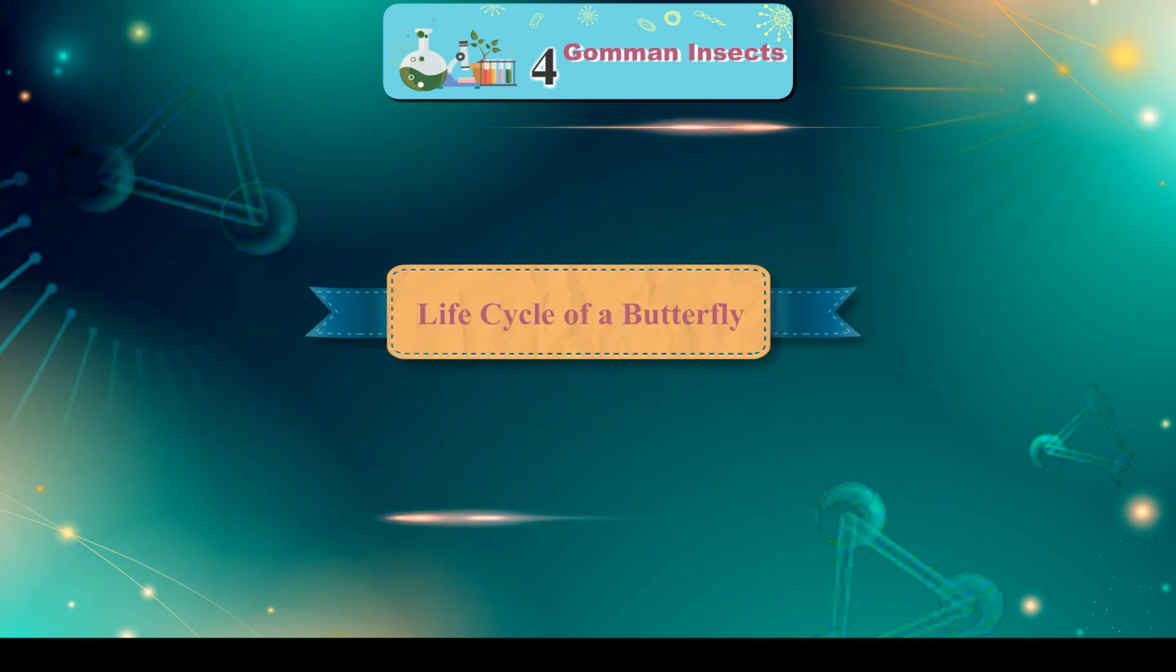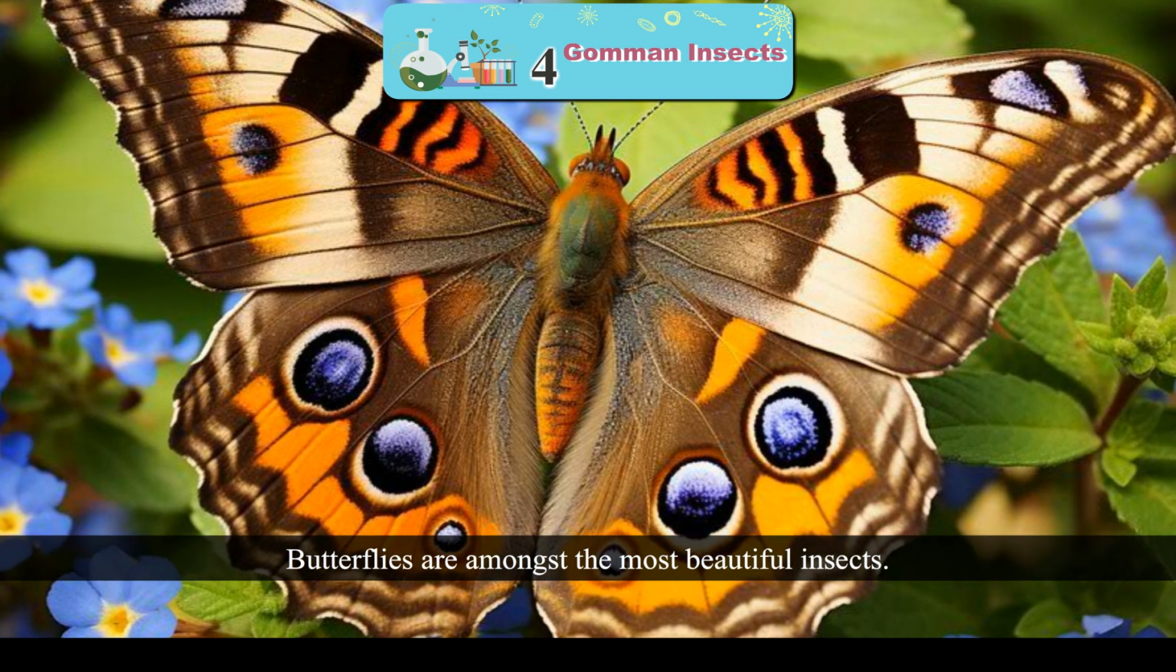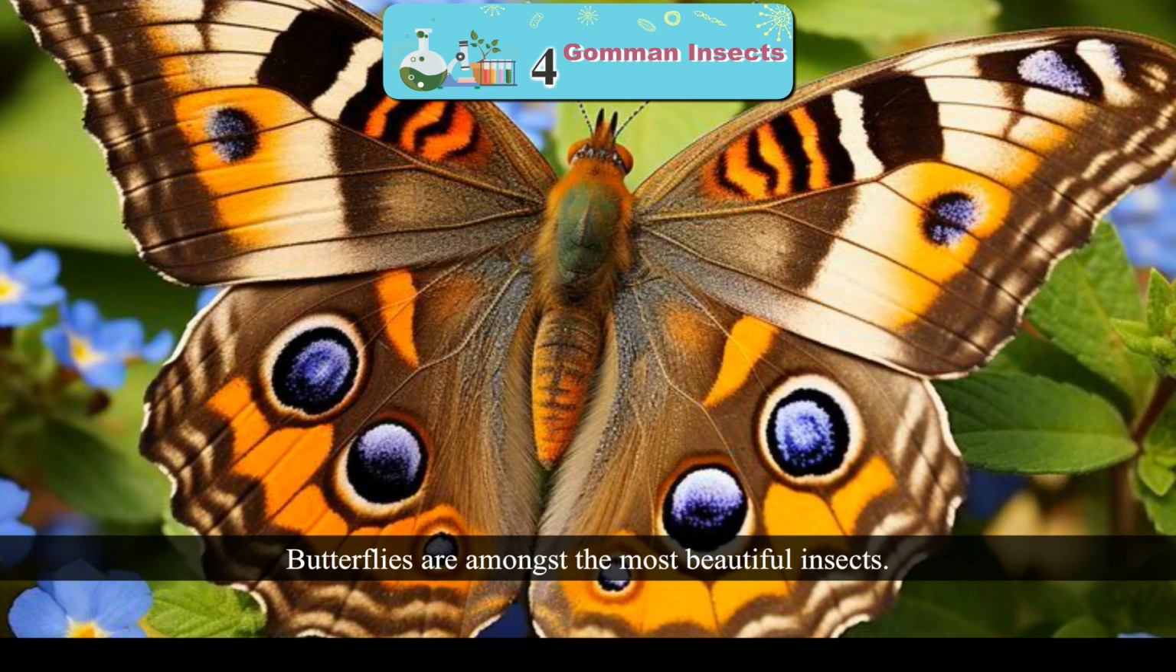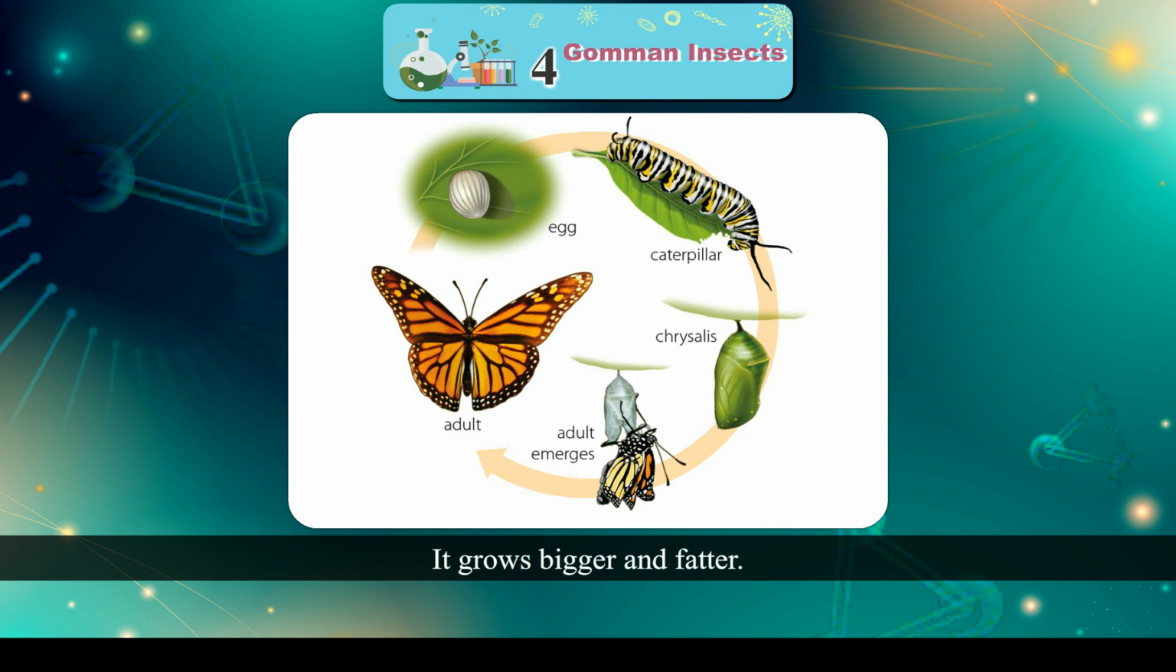Life cycle of a butterfly. Butterflies are amongst the most beautiful insects. The eggs hatch into tiny larvae, or caterpillars. The caterpillar spends all its time eating leaves. It grows bigger and bigger.